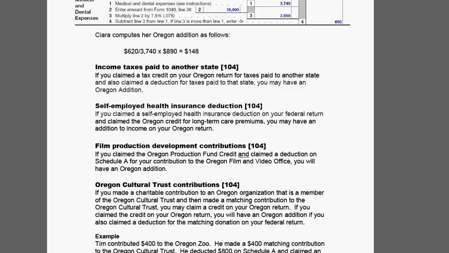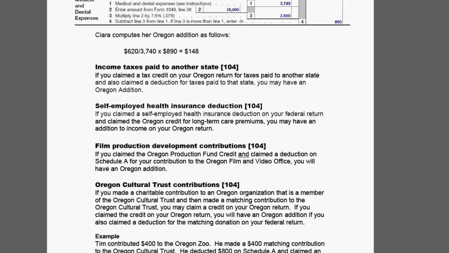Self-employed health insurance deduction code 104. If you claimed a self-employed health insurance deduction on your federal return and claimed the Oregon credit for long-term care premiums, you may have an addition to income on your Oregon return. Film Production Development Contributions Code 104. If you claimed an Oregon Production Fund credit and claimed a deduction on Schedule A for your contribution to the Oregon Film and Video Office, you will have an Oregon addition.